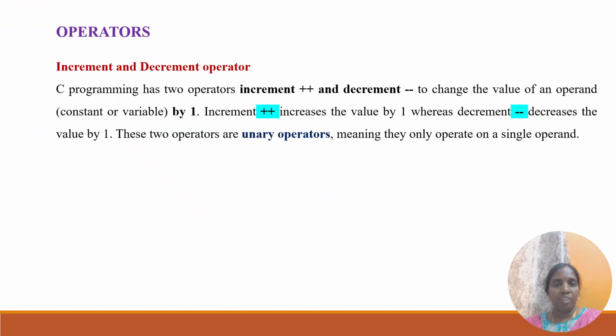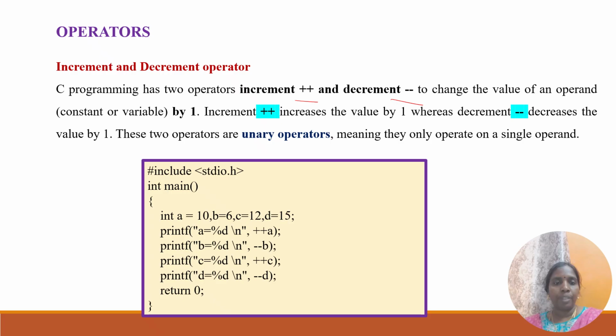So then we go for the increment and decrement operator. The increment and decrement operators are denoted by plus plus and minus minus. Increment means to increase the value by 1, and decrement means to decrease the value by 1.